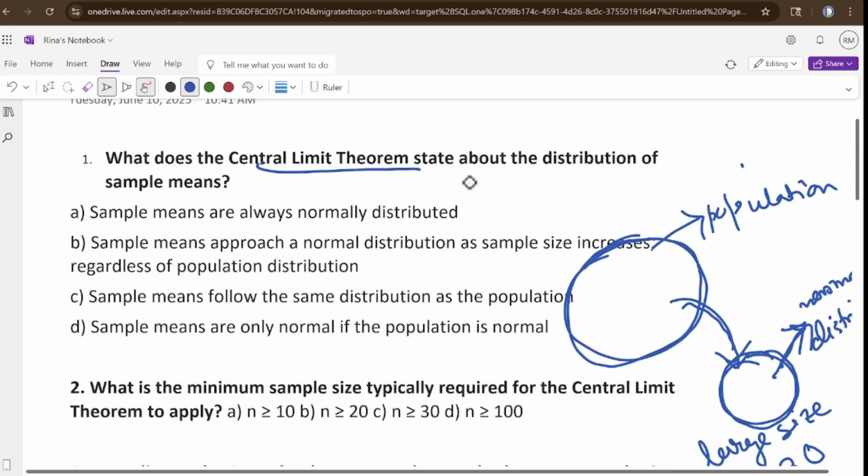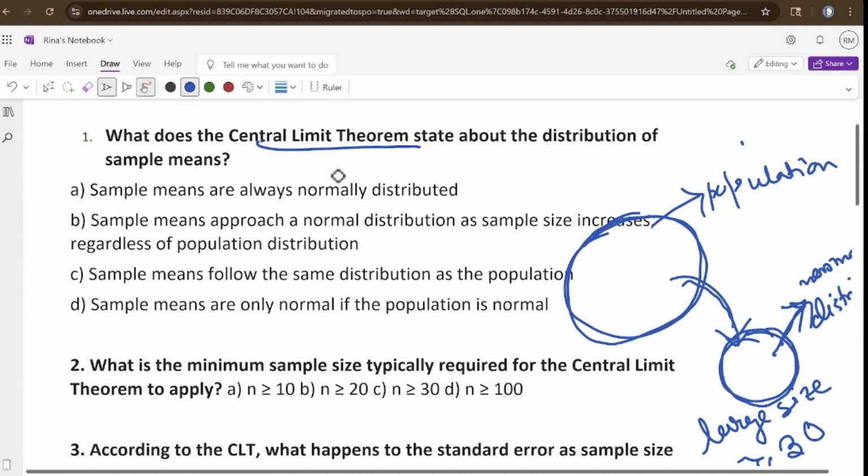What does the central limit theorem state about the distribution of sample means? About sample means. Sample means are always normally distributed. No, if the size is not large enough, then it may not be normal, right? It may follow its population distribution. Once it becomes large size, then only it behaves like a normal distribution. So this is not right. Sample means approach a normal distribution as the sample size increases, regardless of population distribution. That is the definition.